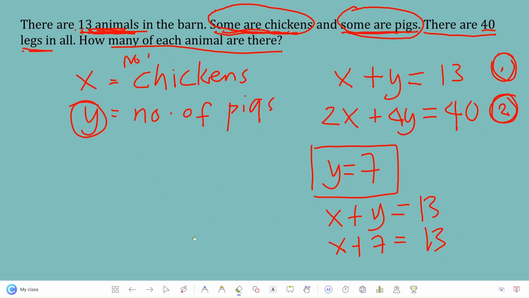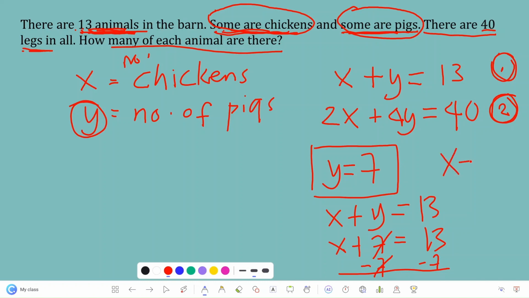And how do you do that? You just add here negative 7 and here also negative 7, and you will cancel this, and you will have x is equal to 13 minus 7 is 6. Ngayon, nakuha mo na ang number of chickens.